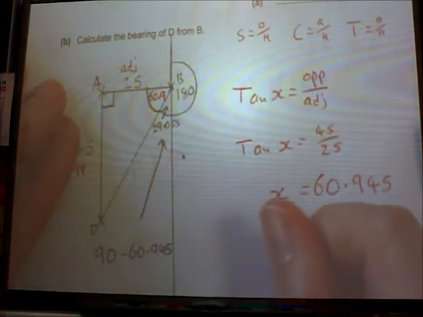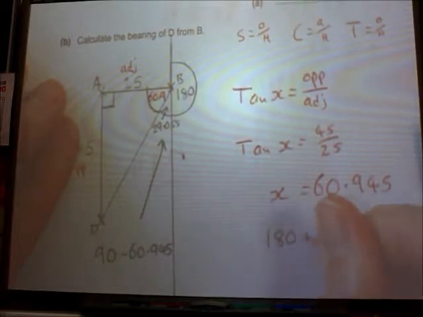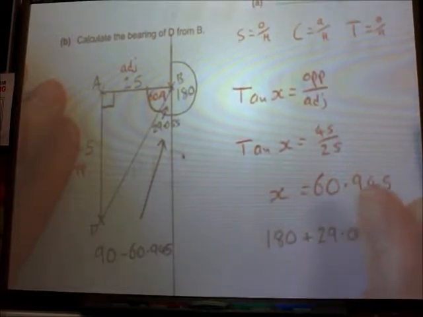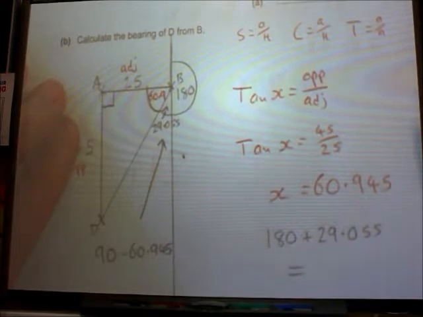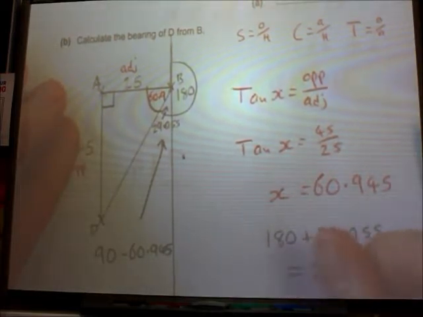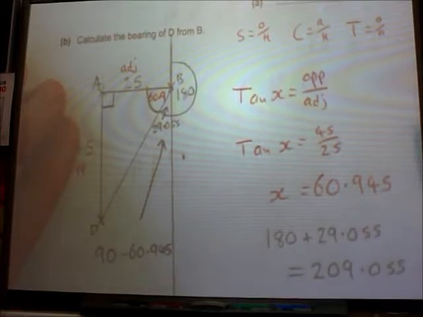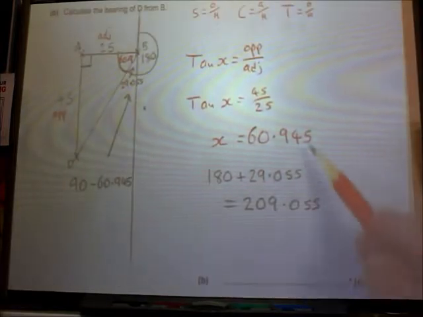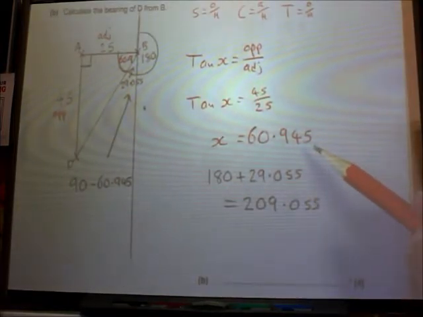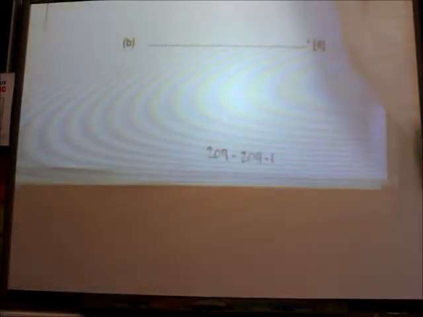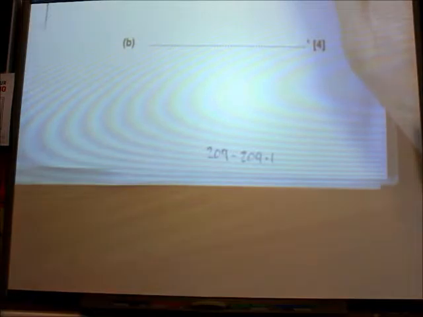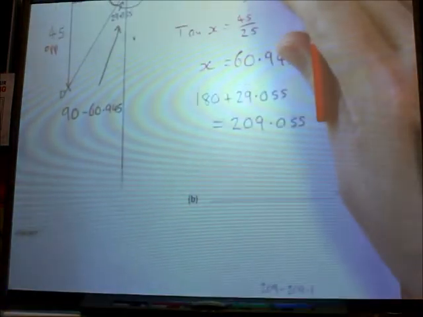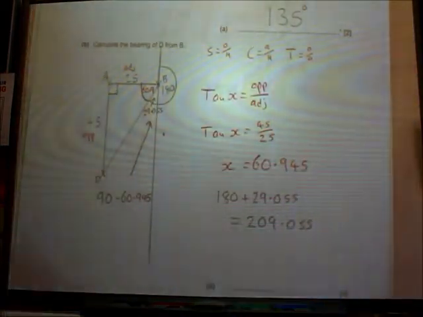So you do that, 180 add 29.055. That will give you 209.055. And the mark scheme says it wants a, because it's a horrible angle, I don't know why they didn't round it off to something nice, but the mark scheme says the answer has got to be, and I've written this down here, look, between those two. So it's got to be from 209 to 209.1, which obviously mine is. So yeah, that can be your answer.